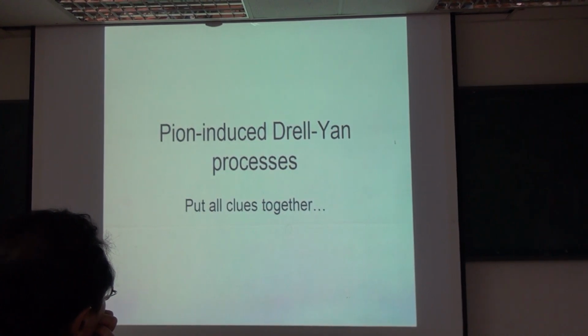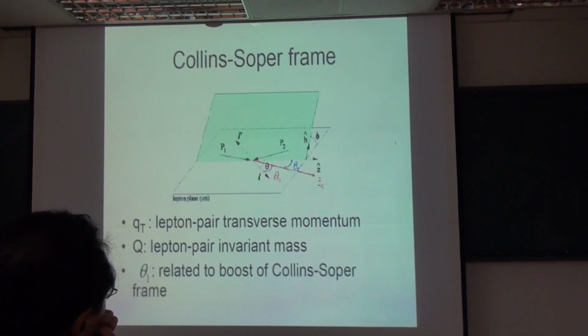Okay, finally, let's put all the clues together. The next thing we need to do is just assign a phase to the Feynman diagram. That's what we need to do. Same phase. Okay, now, let's again come to the Collins-Soper frame.